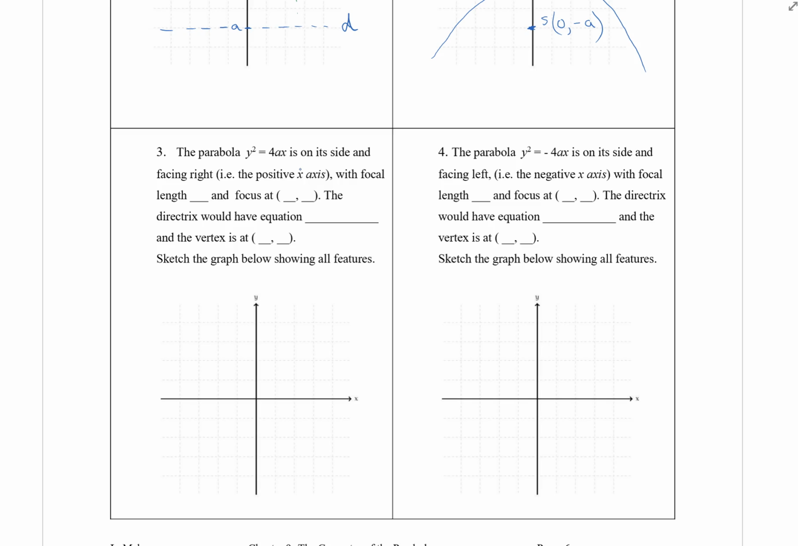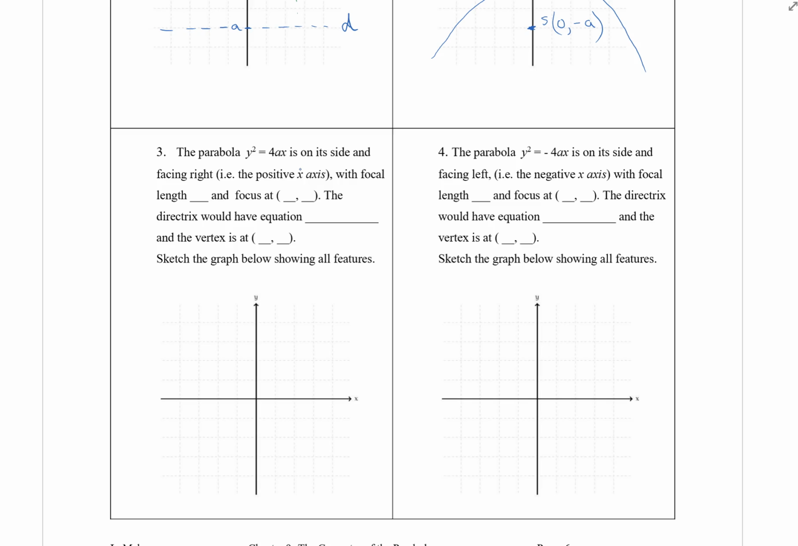It's how good you are at paying attention to detail. This is a small detail that you cannot afford to not see, not register. You can't afford to ignore it. If you don't see this as a y squared and an x to the power 1, it's a parabola on its side, then you're going to find questions difficult.